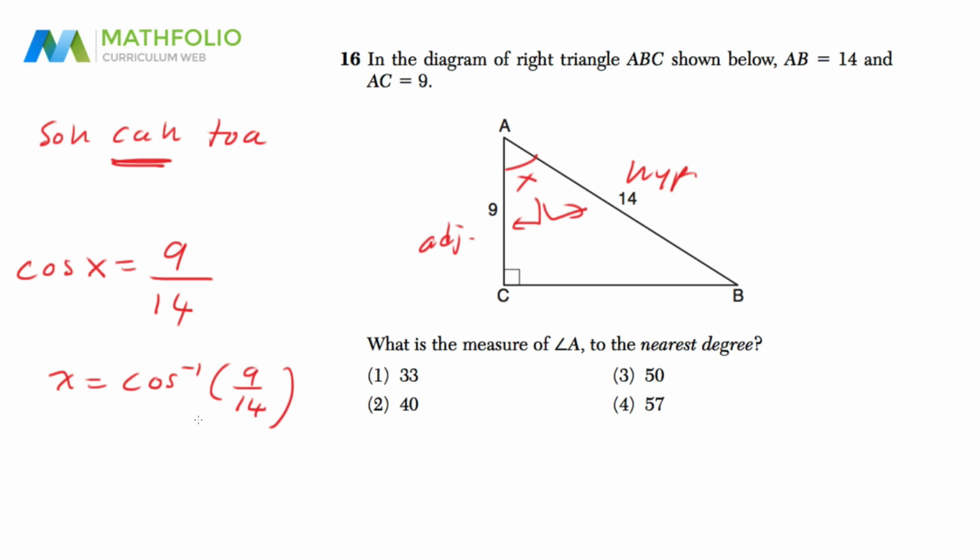So I'm going to grab my calculator. We're doing second function cos, which gives us the inverse of the cos. 9 divided by 14. Close the parentheses. Press enter, and I get an answer of 49.99. But it does say to the nearest degree. So 49.99, nearest degree becomes 50. So that's our answer, number 3.